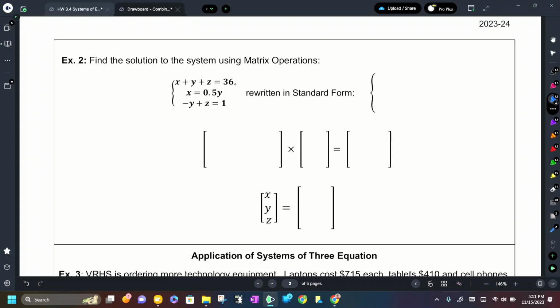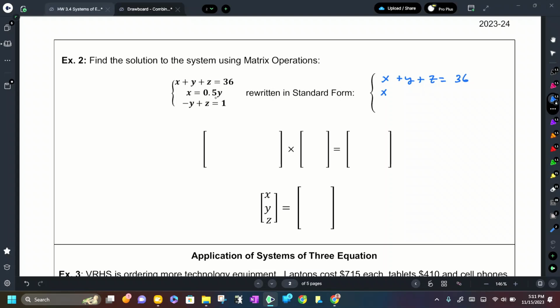We have x plus y plus z is equal to 36. We need to make sure these are all in standard form, and I see that they are not in standard form. I also notice that we're missing some variables, and we're going to have placeholders for that when we write our matrix equation. So we have 1, 1, 1. Well, actually, let's not get ahead of myself here. x plus y plus z is equal to 36.